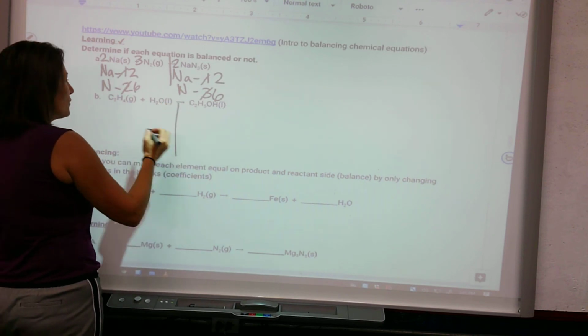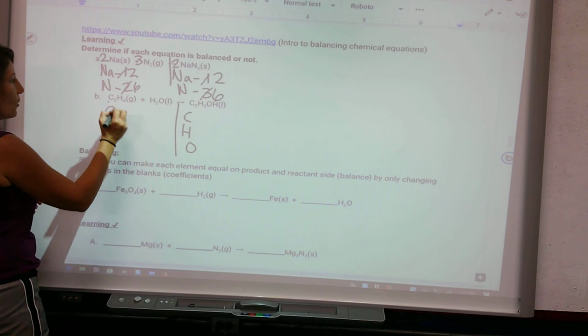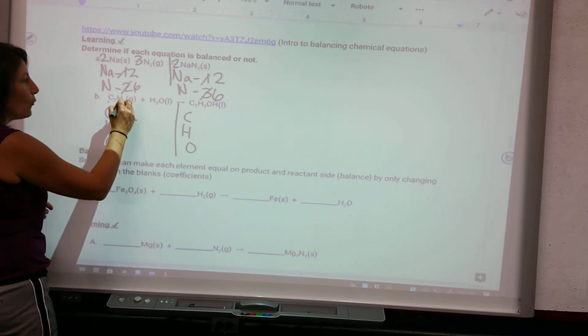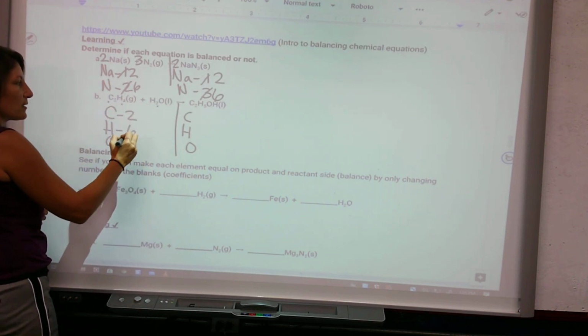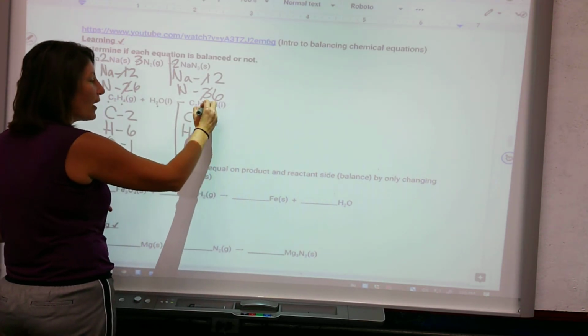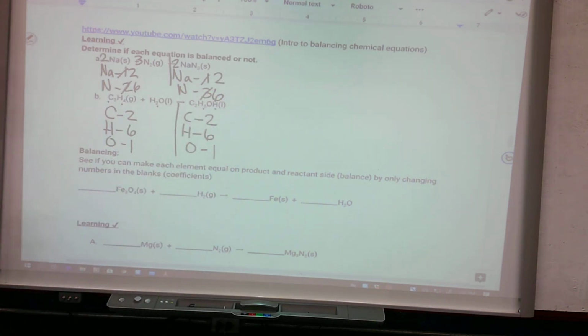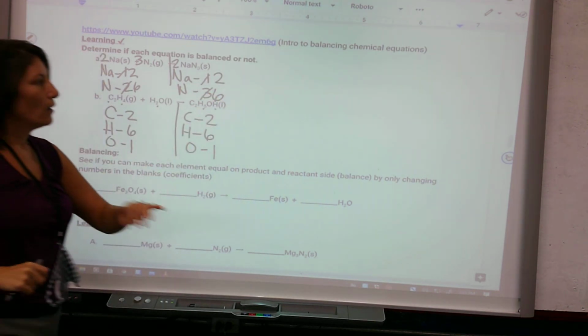This one we just want to know if it's balanced. There's 2 carbons. Hydrogen, there's 4 here, but there's 2 right there, so it's 6 altogether. 1 oxygen. 2 carbons, 5 hydrogens plus that one, so there are 6, and 1 oxygen. So that one is already balanced for you. Alright?